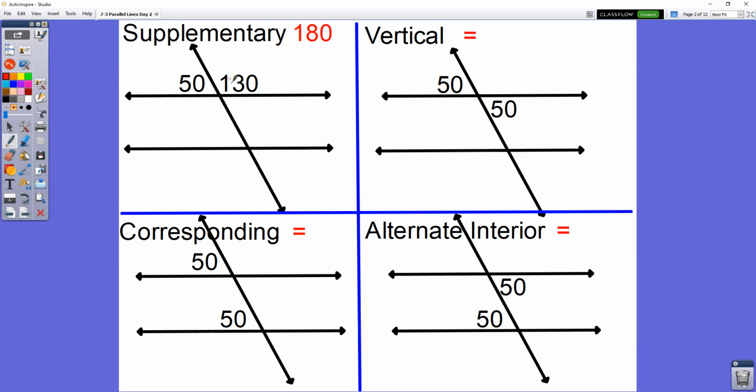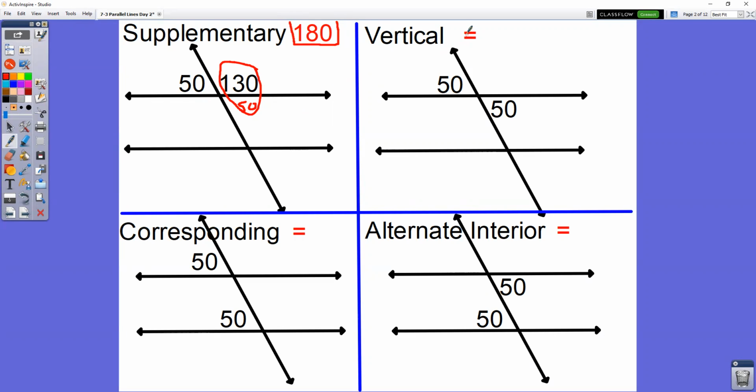Now they could be along the top. Remember that they could be along the side because this could be a 50 here. So you could have like the 130 and 50. They could be across the bottom or on the other side. Supplementary angles, this is very, very important for today. Supplementary angles add up to 180 degrees. You have one acute angle and one obtuse angle.